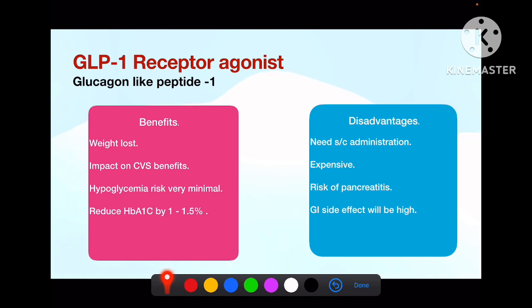Disadvantages of GLP-1 receptor agonists: it is actually expensive. Another one is subcutaneous administration is needed, and the GI side effects will be high, and the risk of pancreatitis is also there, but it is not that common. That is a little bit of a rare condition.